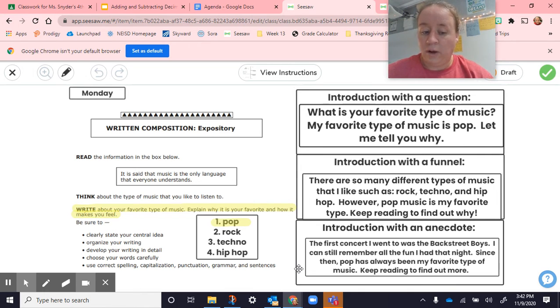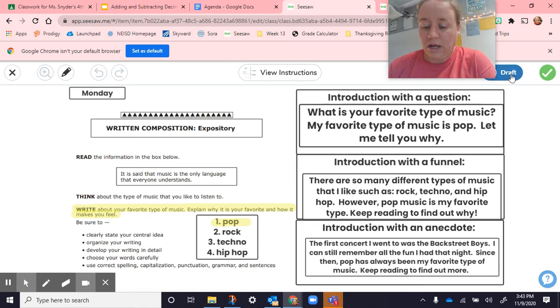So here, what I'm seeing us do, we have these amazing stories. They're actually really, really good, but there's no connection. If I would have just said the first concert I went to was the Backstreet Boys, I can still remember all the fun I had that night. Pop music is my favorite music. Keep reading to find out more. There's not really a connection between my story and what I said. The reader can infer, but I don't want them to infer. I want it to be very obvious what my connection is. So when I put since then, meaning since that concert, pop has always been my favorite, I'm combining those two ideas. I'm making that connection. So having that is important. So those three boxes is what we did.